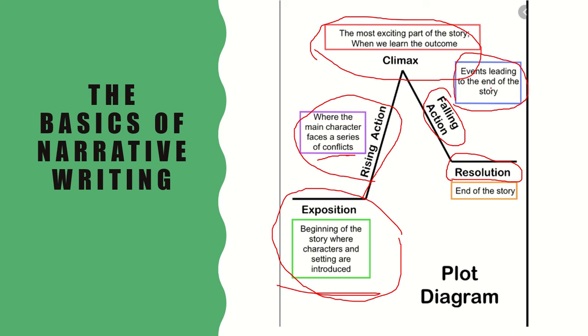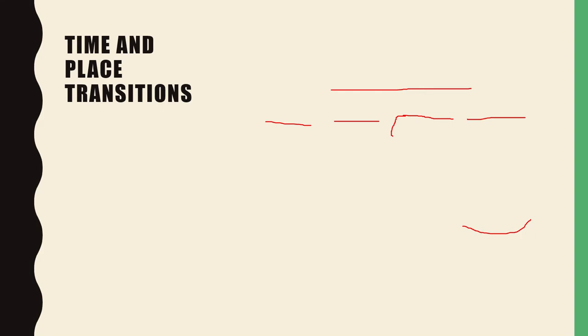And then the events leading to the end of the story is when you see things start to pan out, as they say, or conflicts start to get resolved. You can start to see those things coming together. And then at the end, you're going to get the resolution, the end of the story. How's the conflict solved?